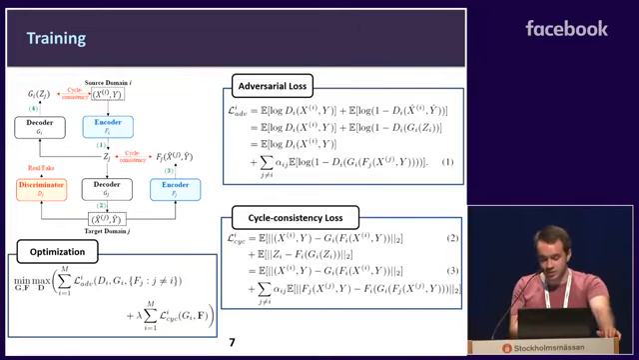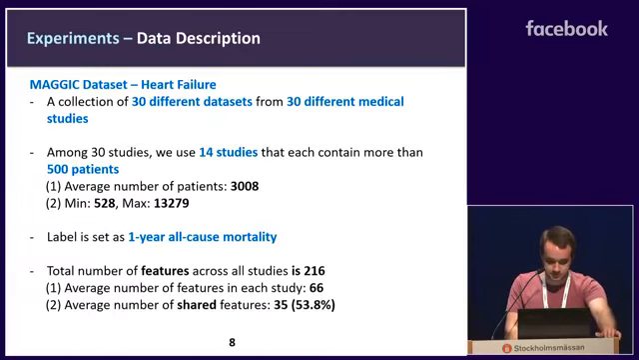The cycle consistency loss is something that's introduced in CycleGAN, which ensures that when you encode and decode, you get the same thing back, or conversely, if you decode and encode, you get the same thing back. And so we optimize these losses in the standard minimax way that's done in GAN, using lambda as a hyperparameter to trade off between the two losses.